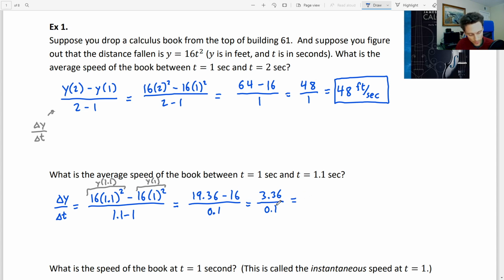And dividing by 0.1 is like multiplying by 10, so this becomes 33.6. Again, the units are feet per second. Anytime you have a problem with units, you want to write your units at the end.